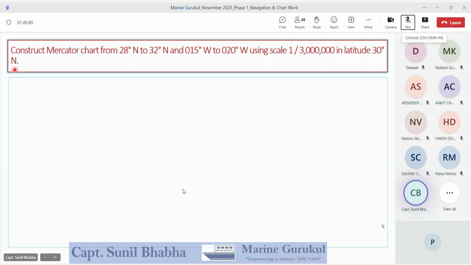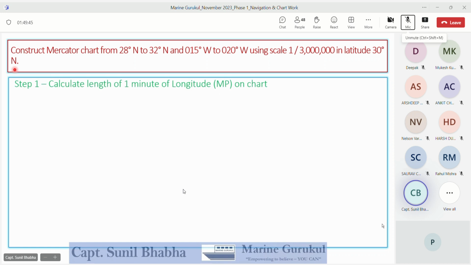Now, let's see how we solve these questions. The first and foremost step which we follow in these questions is to calculate the length of 1 minute of longitude, or 1 meridional part, on the chart. What is the length of 1 minute of longitude on the chart? Or what is the length of 1 meridional part on the chart in millimeters or in centimeters?